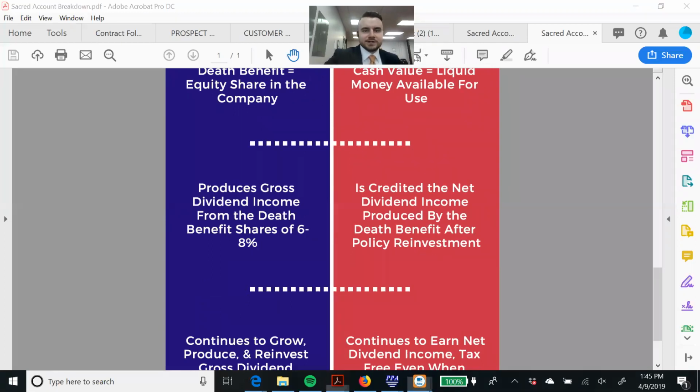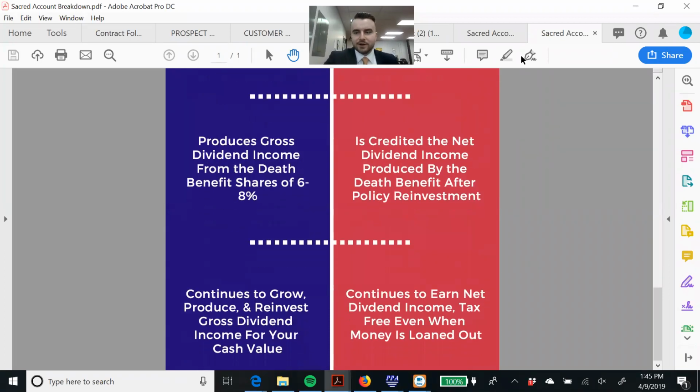Your death benefit here produces a dividend. Okay, so it produces a gross dividend income. Typically, that's going to be about 6 to 8%. And essentially, that's going to be your gross. All right, your cash value, the other 70 cents, gets credited the net dividend income, which is going to be your gross minus your reinvestment or cost of insurance. And that's going to basically get credited to the cash value itself. Again, that dividend is being produced by the death benefit after you've reinvested it into, again, death benefit costs, paid up additions, and whatever other bells and whistles you may have on your policy.